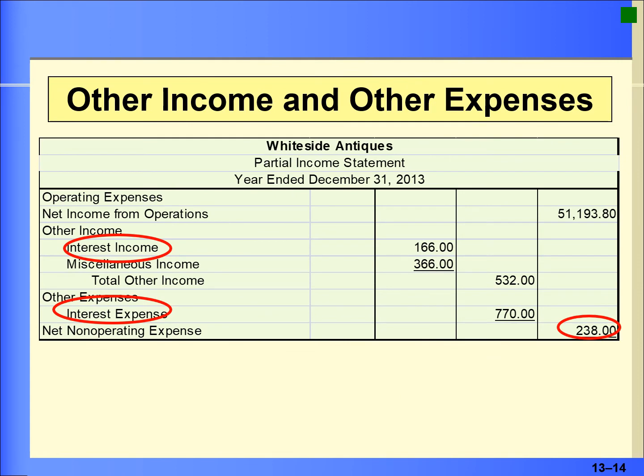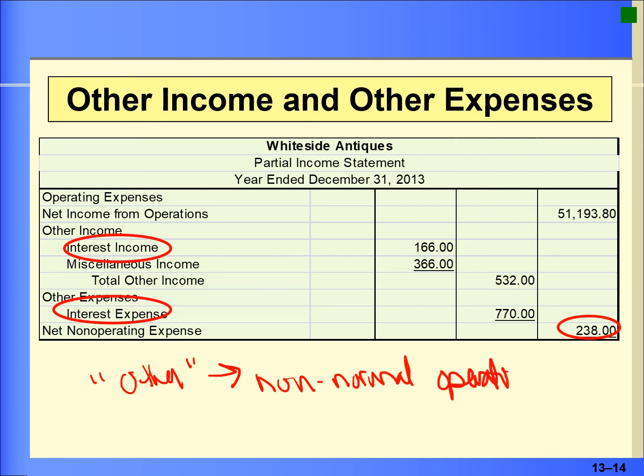Now, the final things are all the kind of weird items. Sometimes on an income statement, a company will have what they call other income or other expenses. Typically, the other category basically are activities that I'm going to call non-normal operating activities, okay?